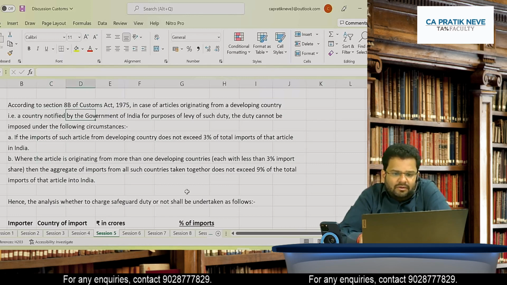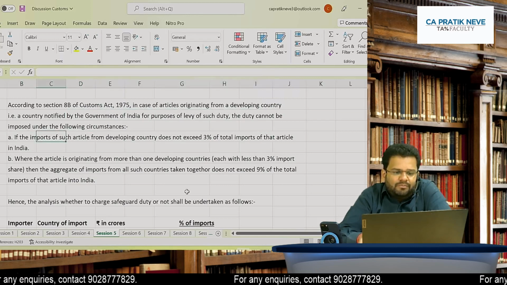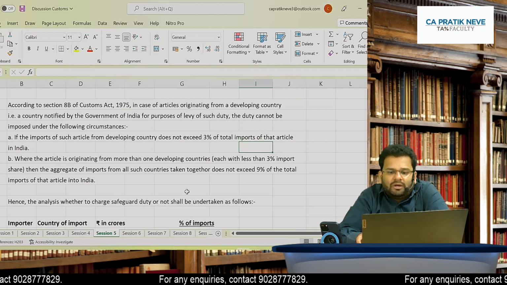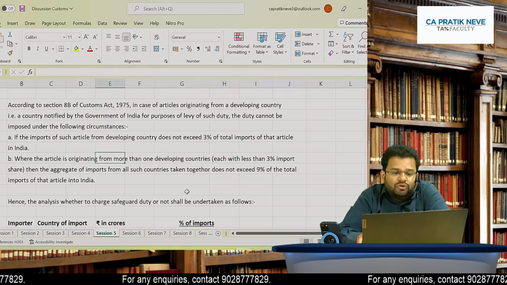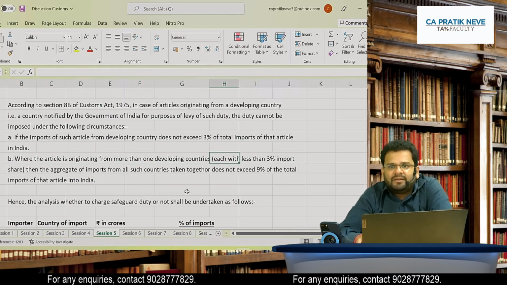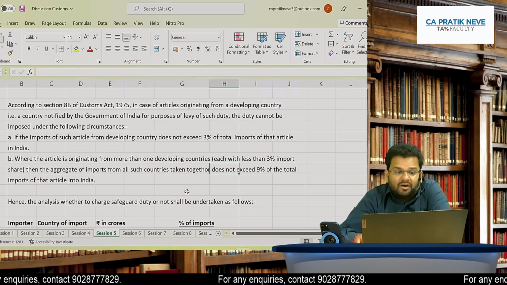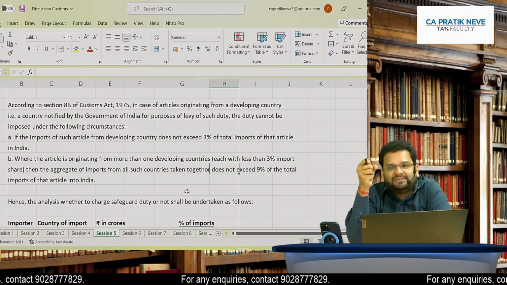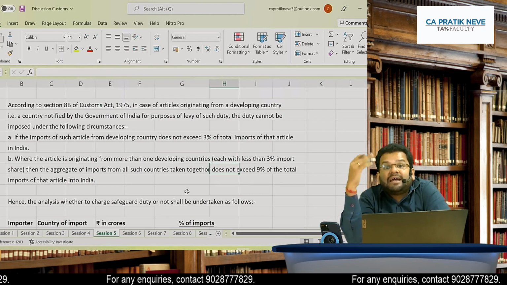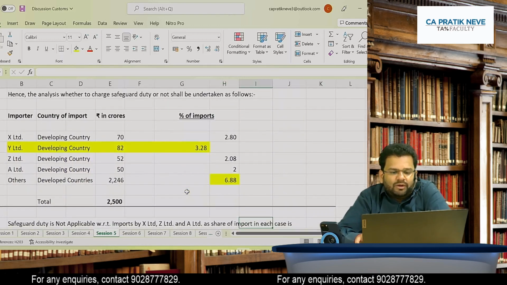So the duty cannot be imposed under following circumstances: if imports of such article from developing country does not exceed 3%, and where article is originating from more than one developing countries, each with less than 3%. So each country as such is not imposing threat, but all these developing countries together are imposing threat because import exceeds 9% in total. That is the problem. So this one question we have covered here.